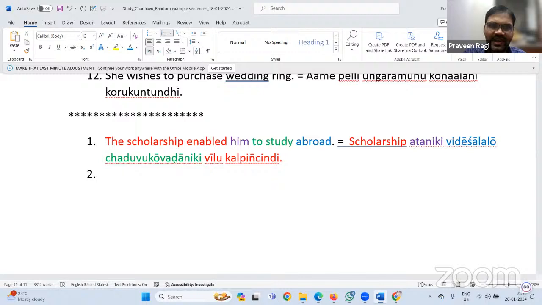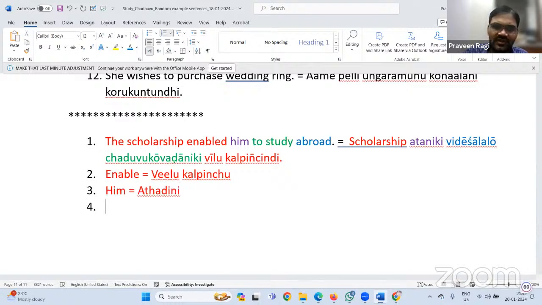See, the scholarship enabled means scholarship వీలు కల్పించింది. Enable means వీలు కల్పించు. Like that we can say it as the verb in base form. This is like V1, వీలు కల్పించు. Okay. Him means basically atadi, and we add the ni suffix: atadini. Atadini is the meaning. Now sometimes we use the meaning like 'to him'. To him means atadiki.